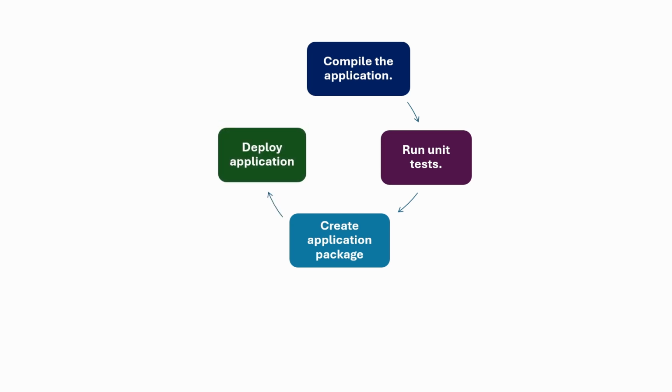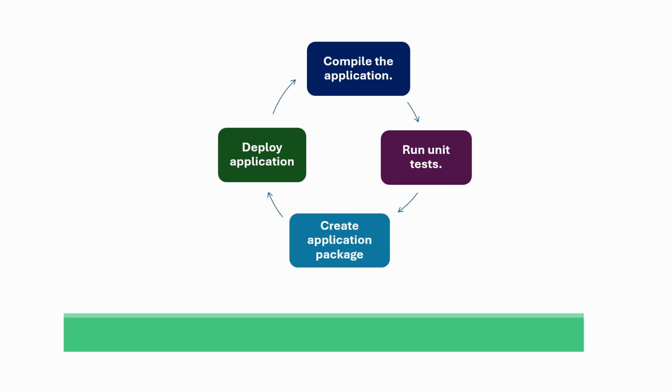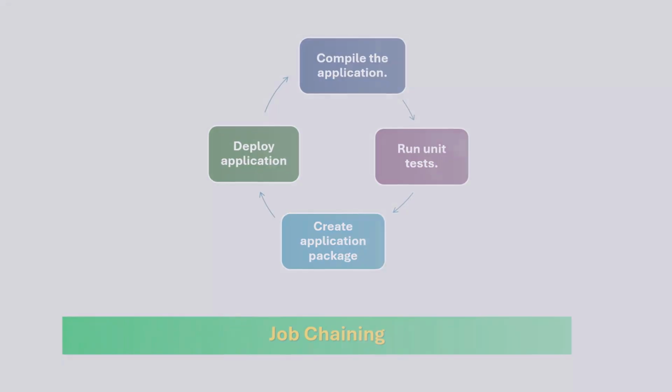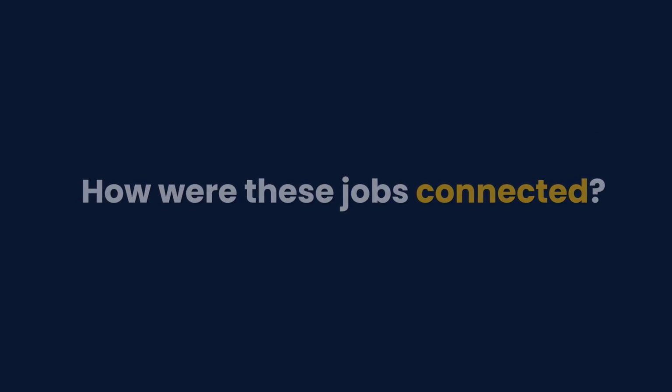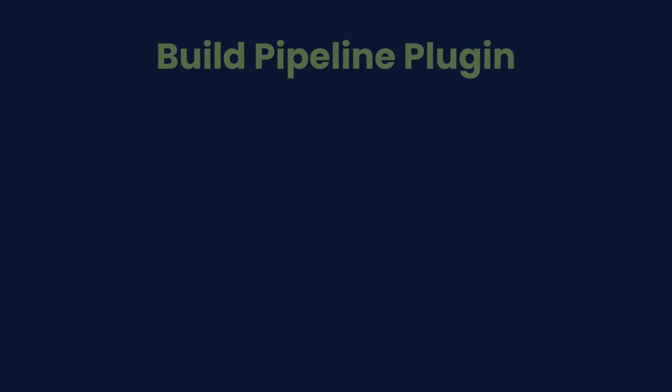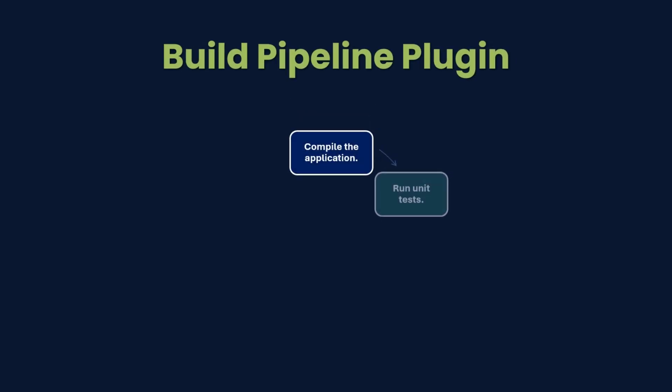Notice something important. Each step is actually an independent Jenkins job. These jobs do not know anything about each other except that one triggers the next. This approach is called job chaining. So how were these jobs connected? To connect freestyle jobs, Jenkins provided plugins. One of the most popular was the Build Pipeline plugin. This plugin allowed one job to automatically trigger another.